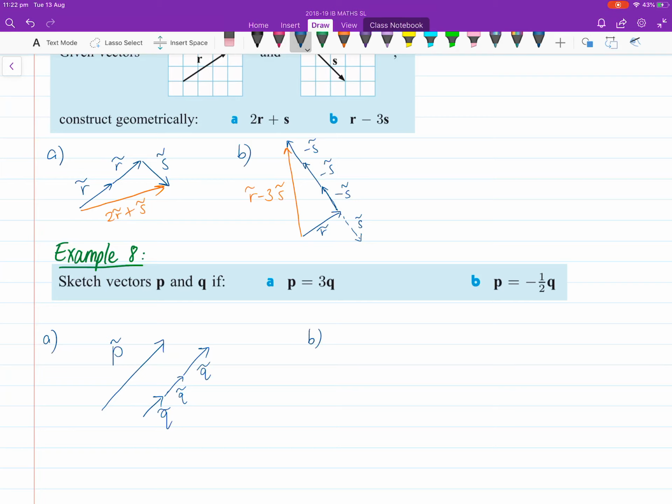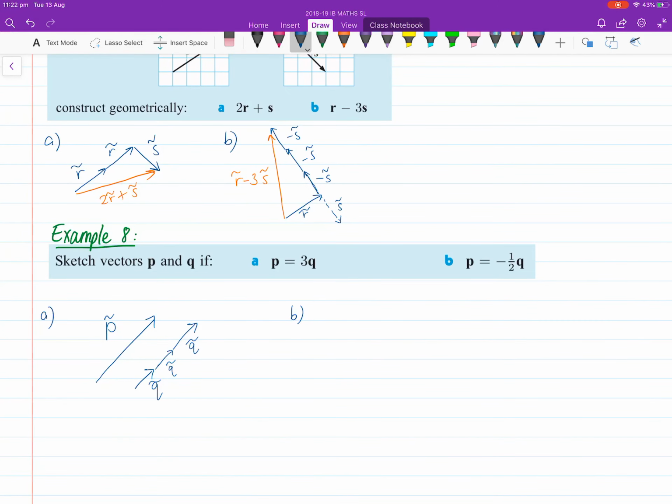That's meant to be Q, and they're meant to be equivalent there. And then if you've got question B, P equals minus half Q. So if I've got P like this, say, it is the same as minus a half Q. So that means Q is twice as long. So I'm going to move it down here. So let's just say that's it. That's negative and it's going that direction. So this is Q, I think.